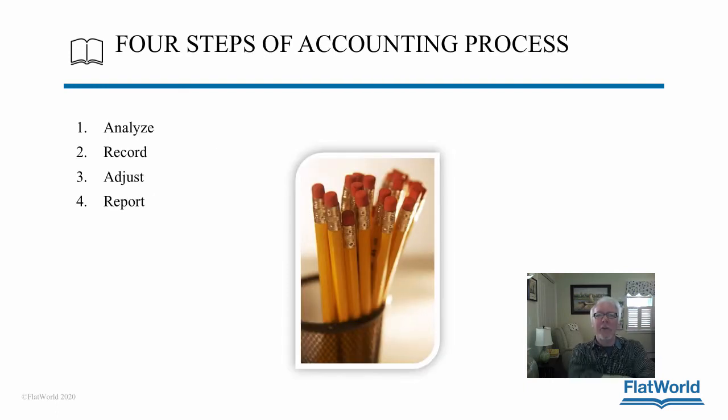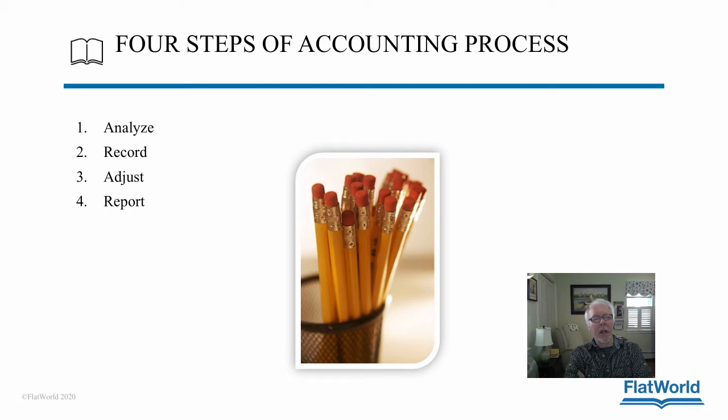The 4 steps of the whole accounting process: we take transactions and analyze them. We've been doing that already to try to see what accounts are affected and how to get them into the books. The second step is to record them, actually get them into the books. Now, those first 2 steps are what we are discussing in Chapter 4. Later on in the next chapter, we're going to talk about how to adjust. That means fine-tune them.